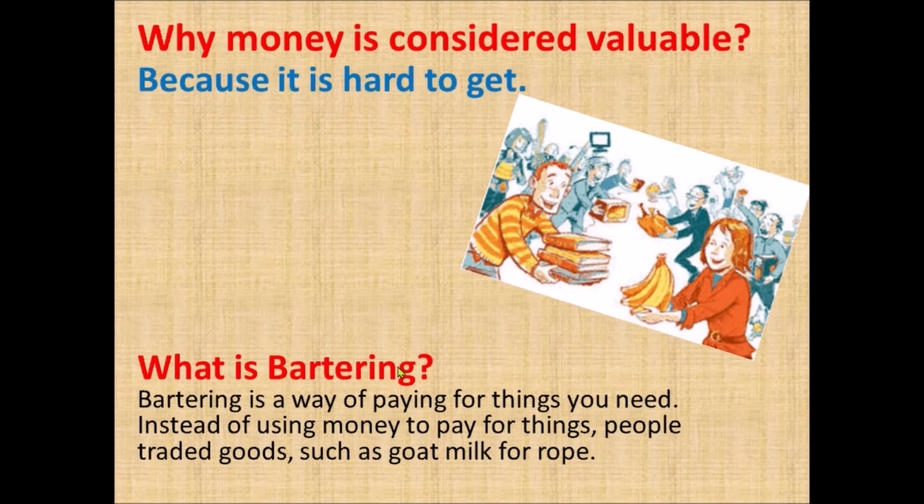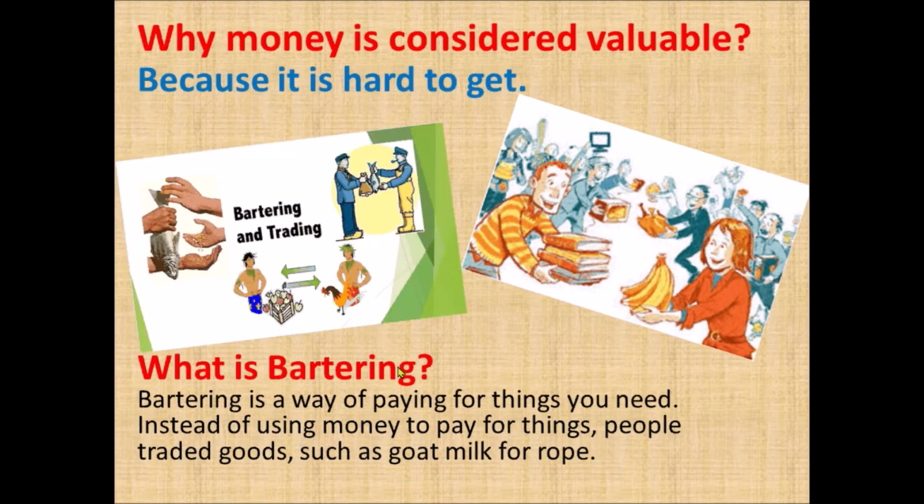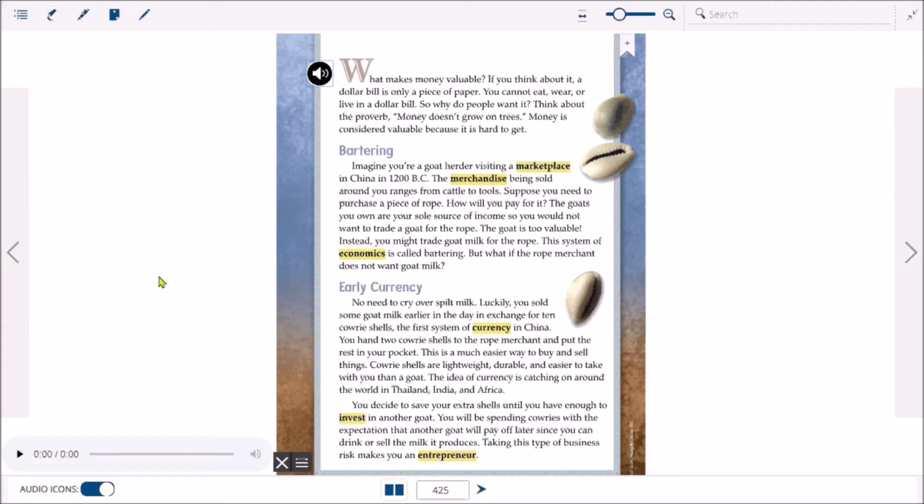Look at this picture. You will find here one of them wants to sell bananas and the other wants to buy books. Bartering and trading. You will exchange things for things.